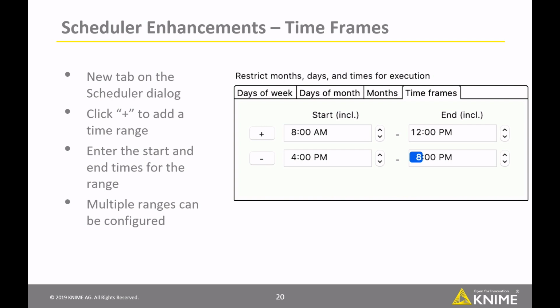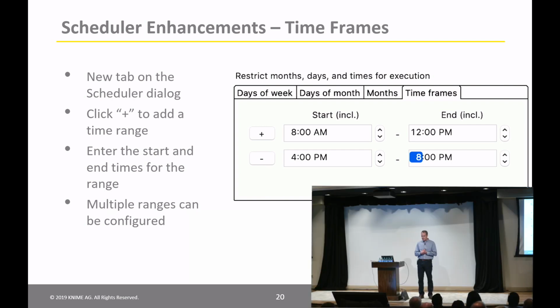Okay, scheduler enhancements, time frame. So we got this request a lot. The idea is that when you schedule a job, you can say which days of the week you want it to run. Maybe you only want to run on business days, or what days of the month. Maybe at the end of the month you don't want it to run because you're doing end-of-month processing, whatever that may be. And then also now you can do time frames.